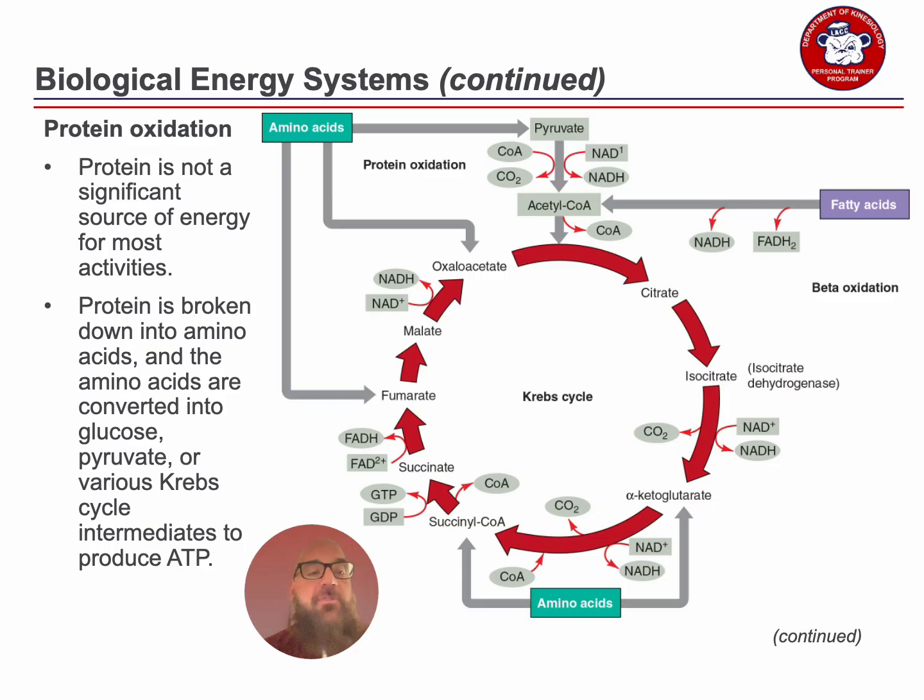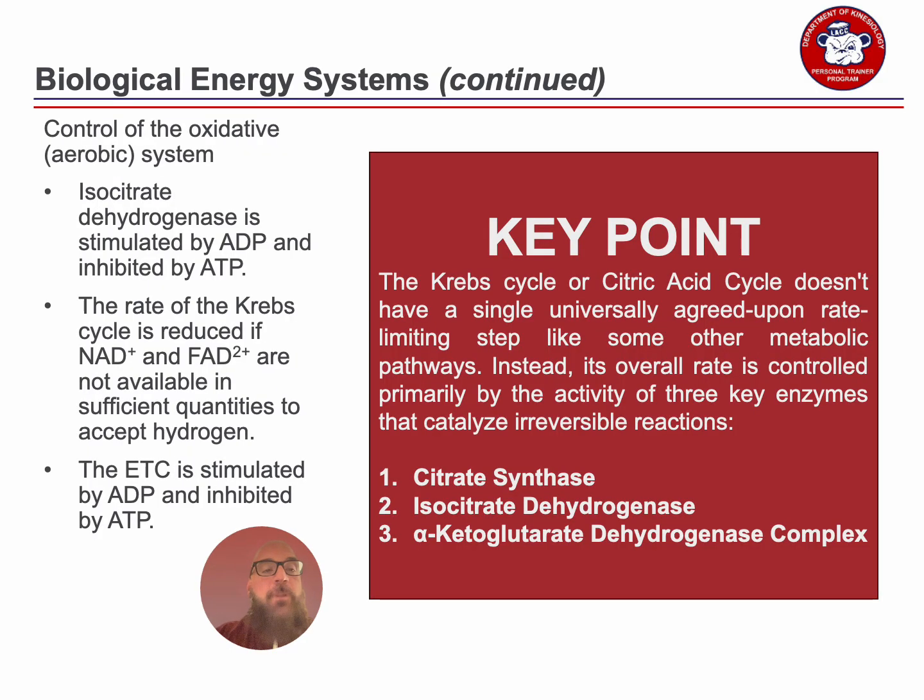However, it's broken down into amino acids, and the amino acids are converted into glucose, pyruvate, and various Krebs cycle intermediates to produce ATP. So we can use it. It's not the ideal scenario, and certainly if we're starving or we're in a state of a significant amount of stress, we will absolutely use protein to convert that into energy through the oxidative system.